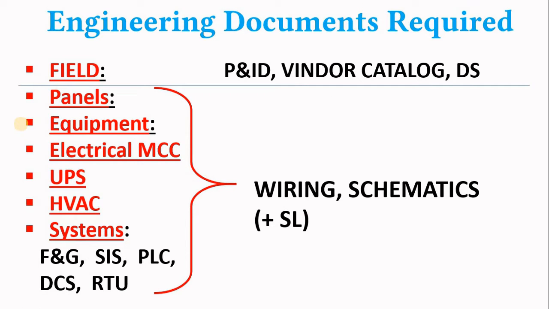What documents do you need to figure out what your I/O is? In the field, you need P&IDs, and you need the vendor catalog and datasheet for each one of the input-output devices. For panels and equipment, normally you need the wiring and the schematic for each one of the inputs and outputs. If you're talking about the MCCs and the powerhouse, sometimes you need the single line diagram because you expect some data coming from the different circuit breakers and so on.